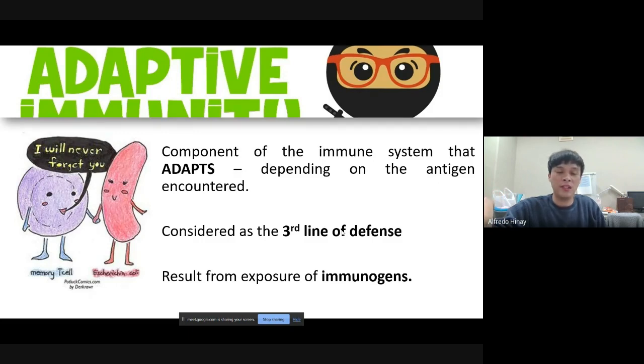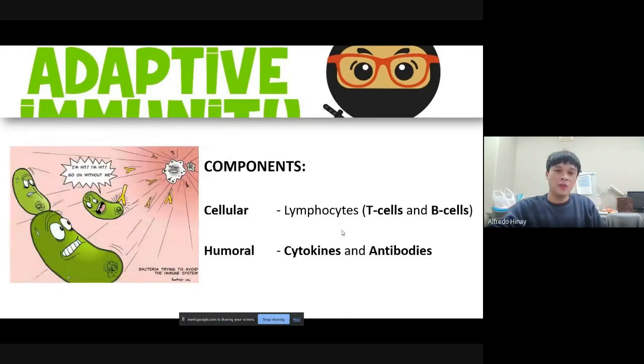Okay, this results from the exposure to your immunogens. Immunogens are antigens. So all immunogens are antigens, but not all antigens are immunogens. We'll try to cover that after your midterm exam. For the components of your adaptive immunity, it is still the same. You have your cellular lymphocytes, T cell and B cell. Then you have your humoral, still covered with your cytokines. However, we will not be discussing your complement here, because it is part of our innate class, but we will be discussing your antibodies.